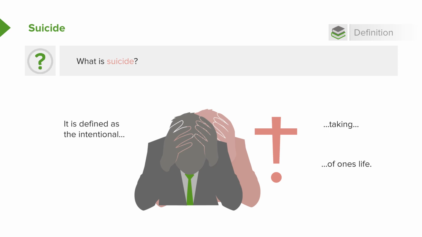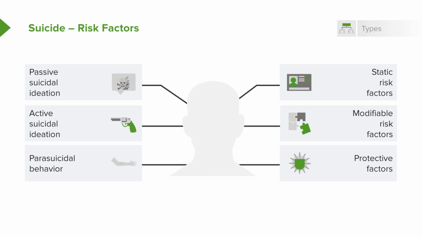So suicide is defined as the intentional taking of one's own life. So it is not an accident, it is the intentional taking of one's life. So that's suicide. And there can be several risk factors that can play into suicide risk assessment. So this can be passive suicidal ideation.